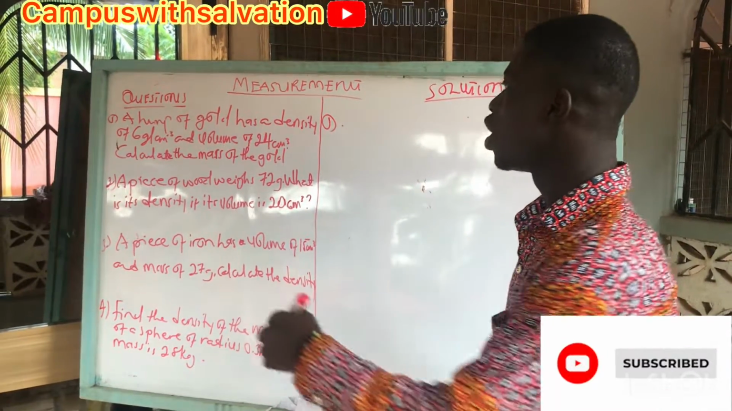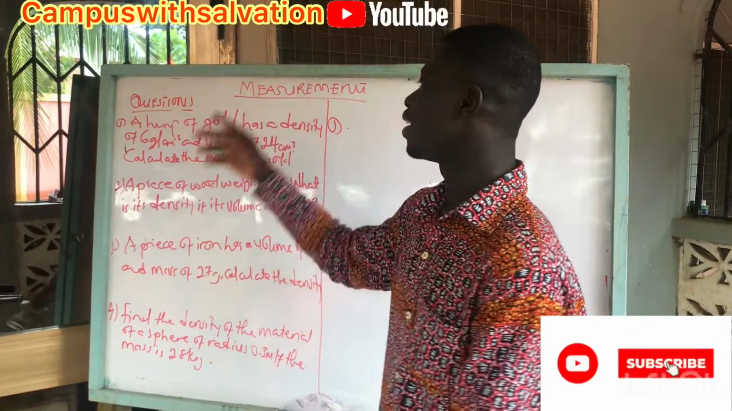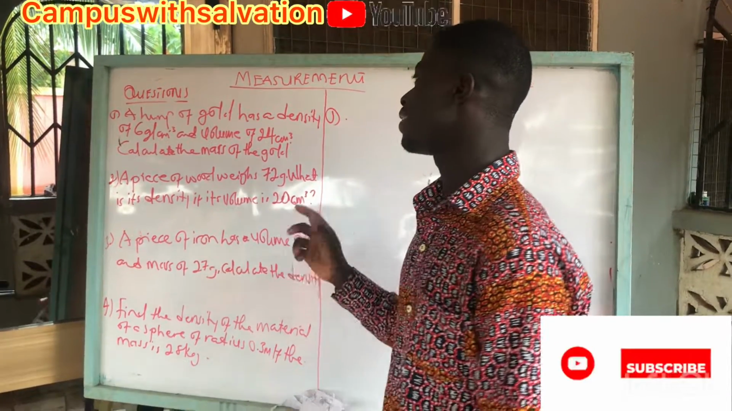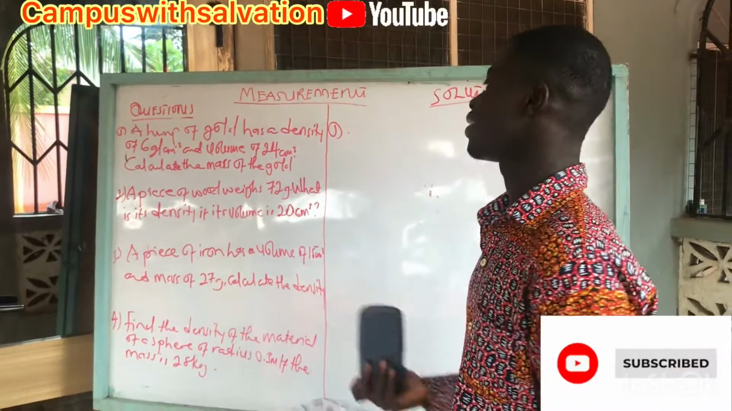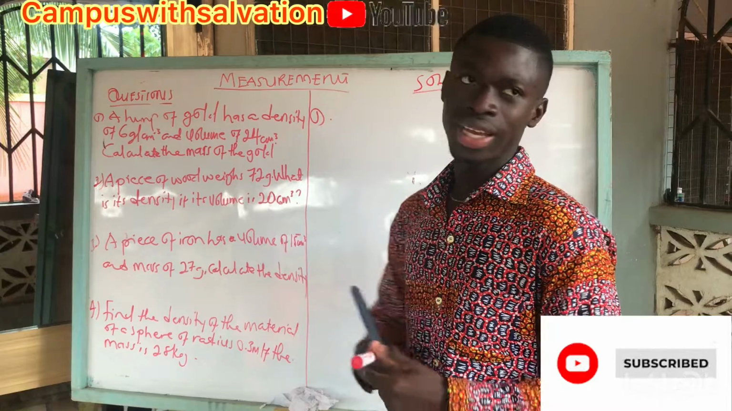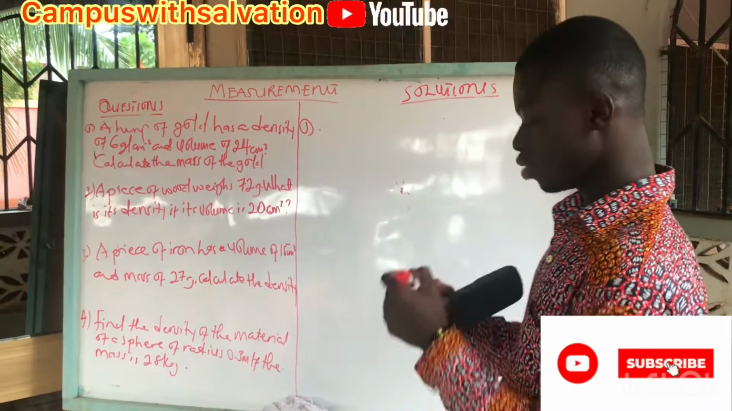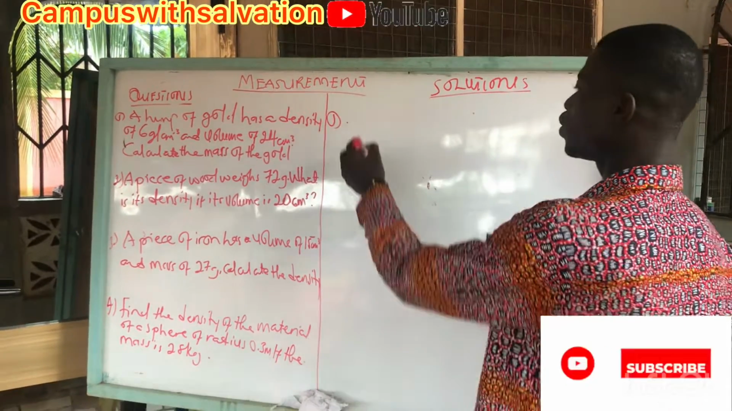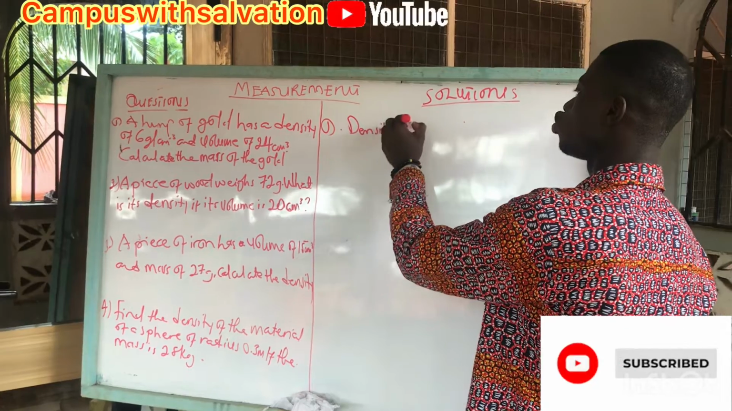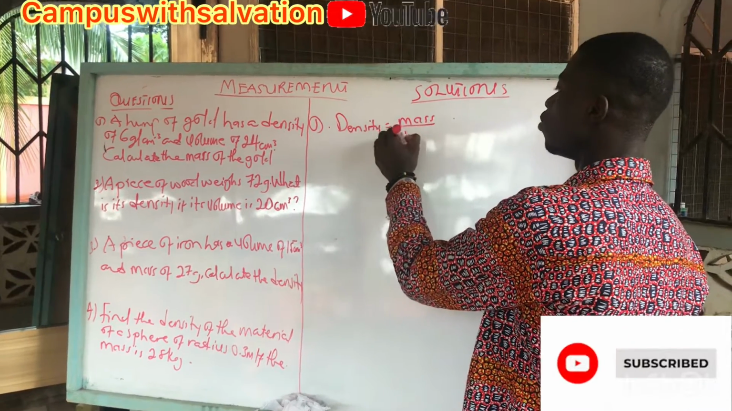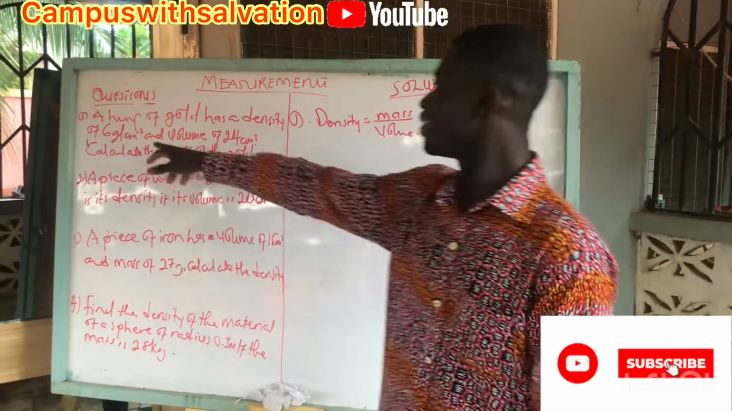Okay, let's proceed. Our first question is: a lump of gold has a density of 6 grams per centimeter cube and a volume of 24 cm cube. Calculate the mass of the gold. In our previous episode we learned the formula for finding density, which is density is equal to mass over volume. So we have our density here.